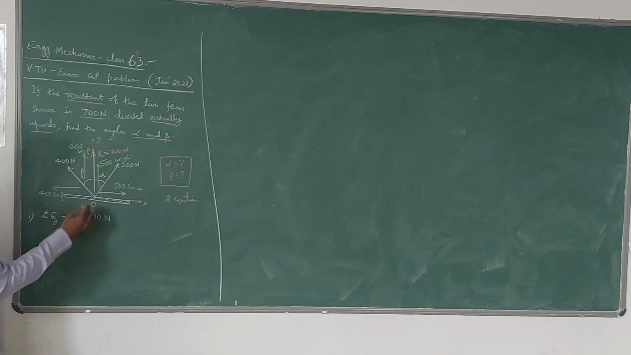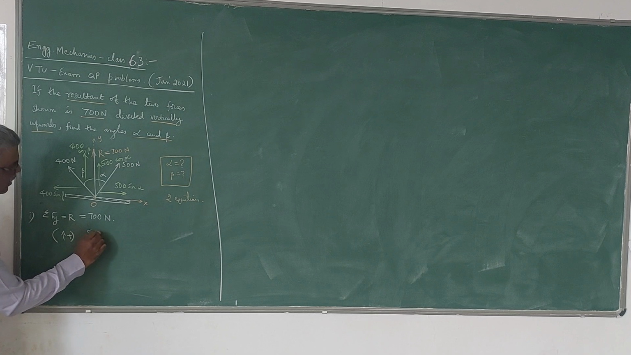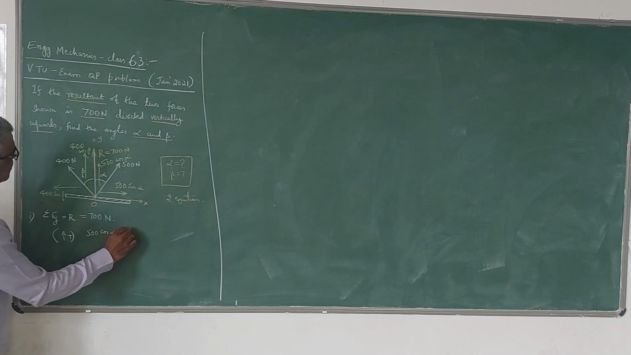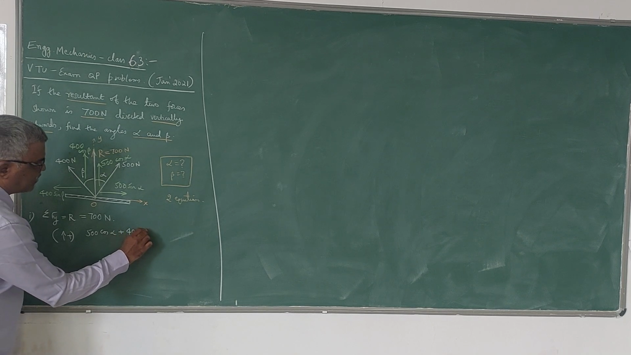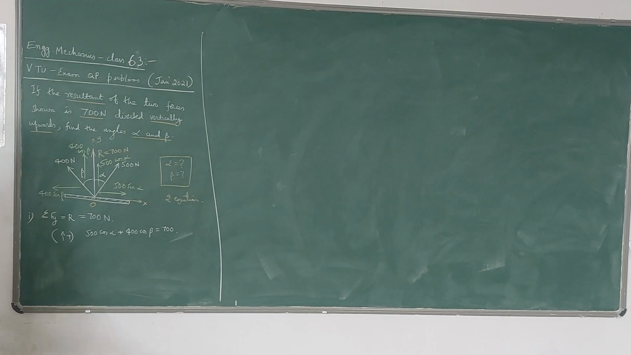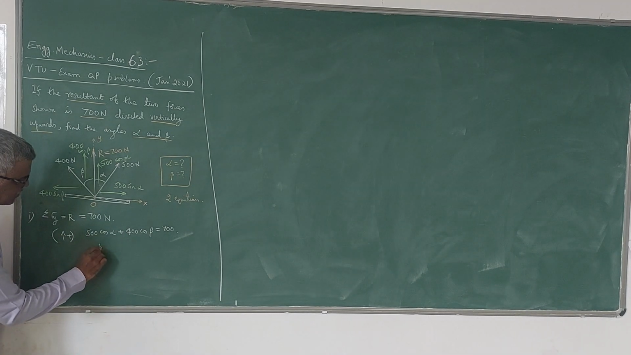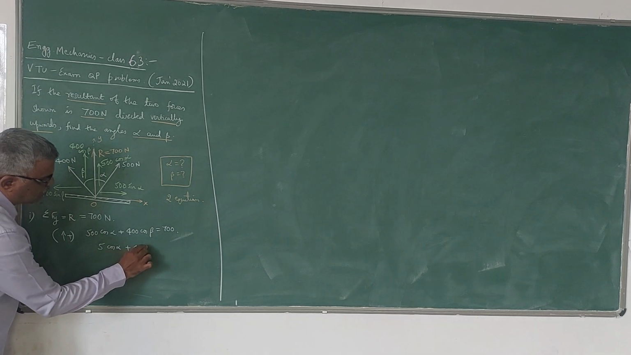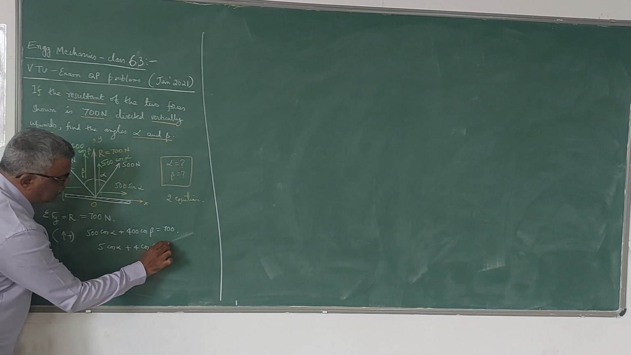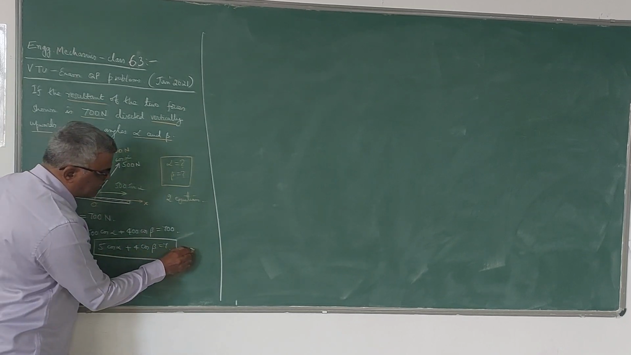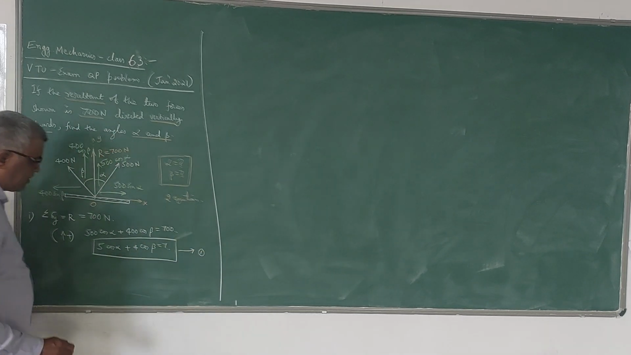Therefore, I can write 500 cos alpha plus 400 cos beta is equal to 700. So this is the first equation. Now you can simplify this. Dividing throughout by 100, this becomes 5 cos alpha plus 4 cos beta is equal to 7. This is the first equation. You cannot solve this alone because there are two unknowns, alpha and beta.